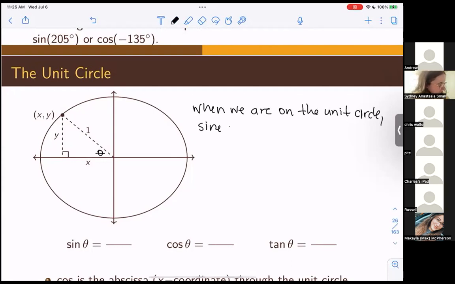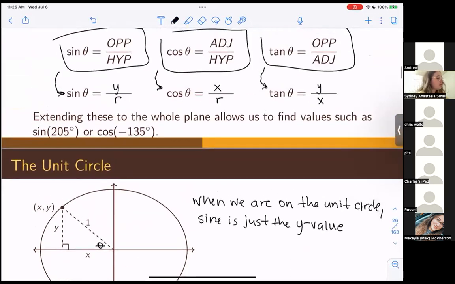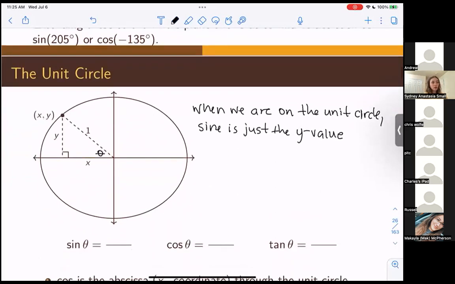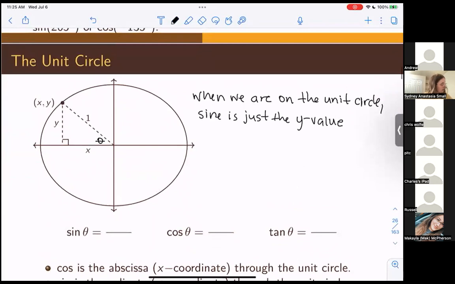sine is just the y value. Now, why is this? Well, if you remember from our formula up here, sine is y over r, but on the unit circle, which we'll be using a lot, the radius is just 1. So the sine of theta is just the y value, as it is y over 1. Similarly, cosine is just the x value.